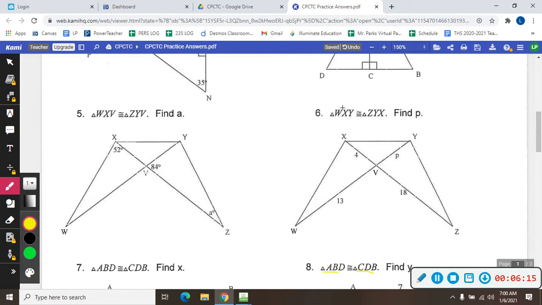Pretty much you just set each corresponding part congruent, so like angle W equals angle Z, angle X equals angle Y, Y equals angle X. And there's something wrong with this problem. I guess not. And then you'd say WX is equal to ZY, XY is equal to YX, and then WY is equal to ZX. So those are all of the corresponding angles and parts.